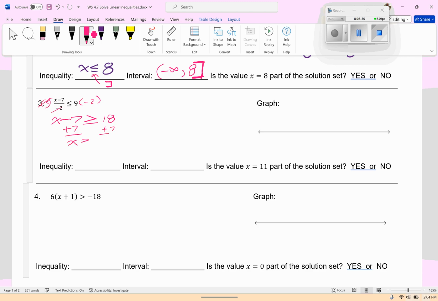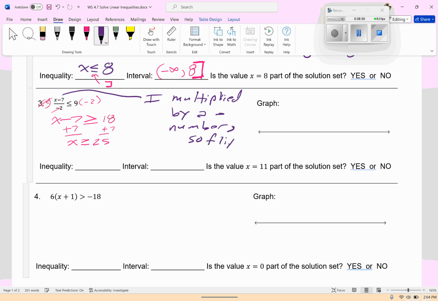Okay, so let's make sure we know why this is taking place. I'm going to put a little note. I multiplied by a negative number. So flip sign. Do you guys see the sign flip? Okay. So our inequality is going to be this.